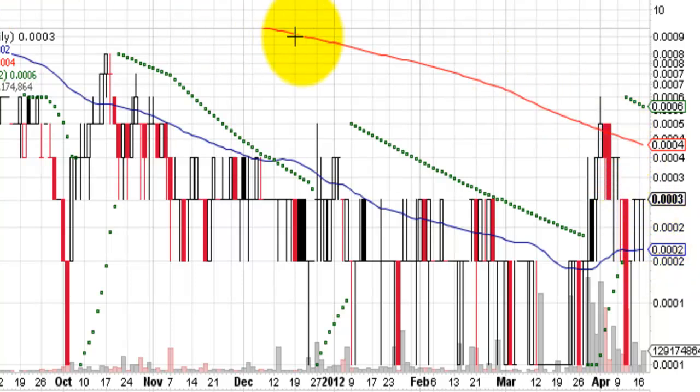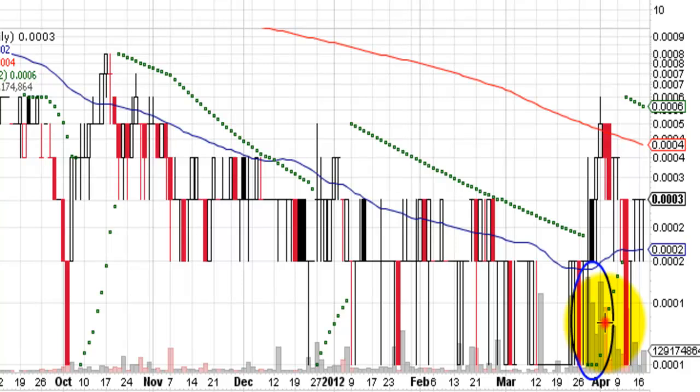The next thing we're going to see is this red line. That red line represents the 200-day simple moving average, which is sitting at 0004 right now. Down here, this blue line represents the 50-day simple moving average, and that's at the 0002 area. So right now, it's trading between those two moving averages.